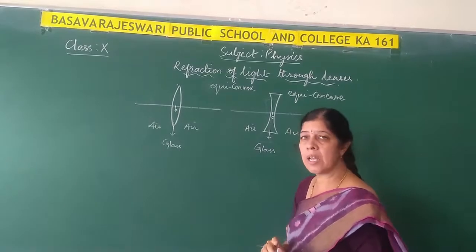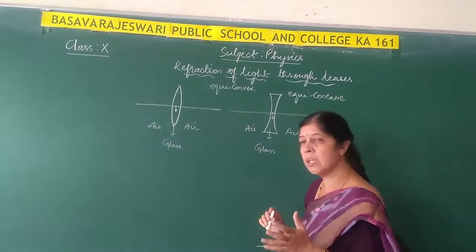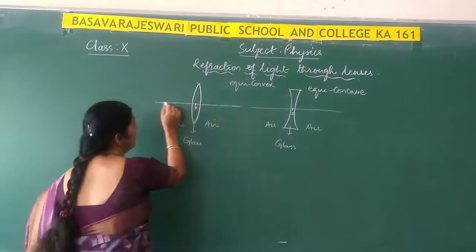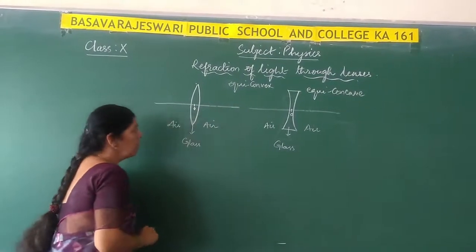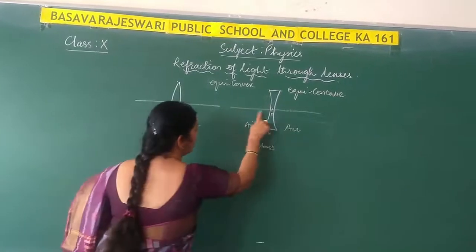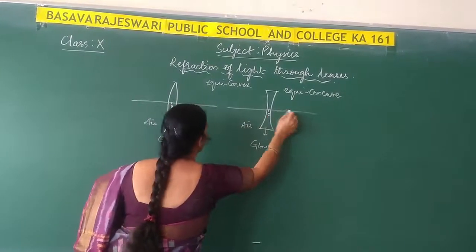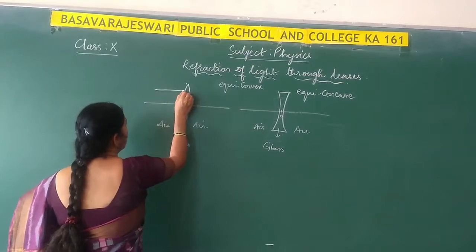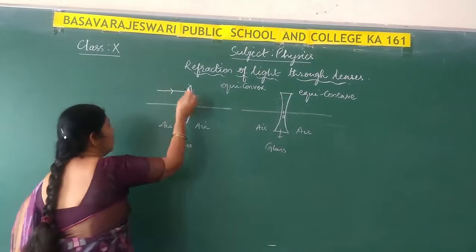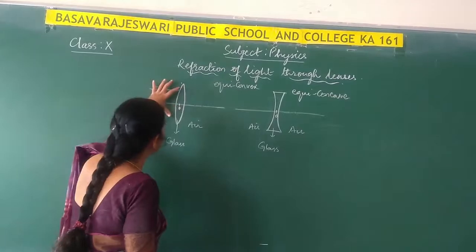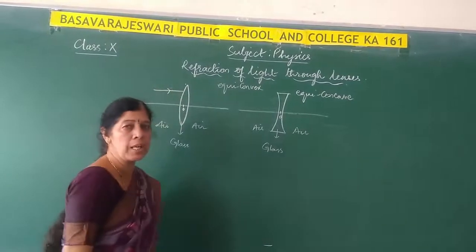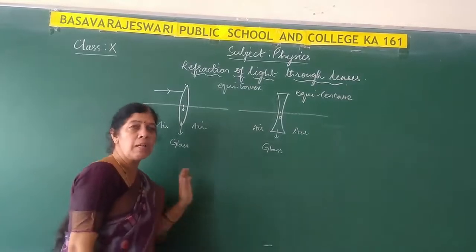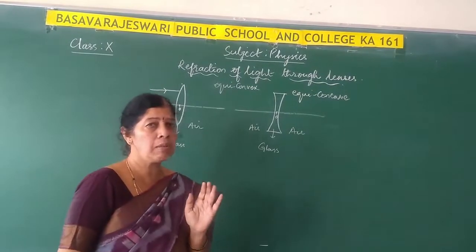Now let us consider a light ray incident on a convex lens. Here I have drawn a convex lens. So this is the principal axis of the lens, is it not? This is also principal axis of the lens, and I have shown the optic center also. Now let us consider a light ray incident on the lens. Now here you can observe that the light ray is incident on the first refracting surface of the lens. So this is the air medium and lens is made of glass. The light ray is travelling from air to glass, is it not?